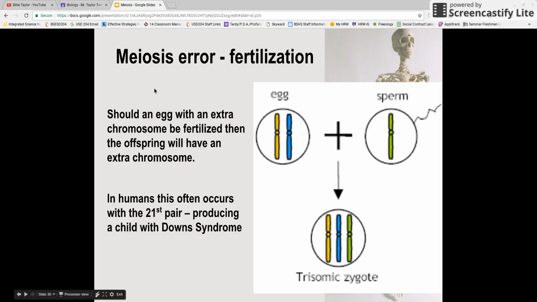Okay, there could be other errors in fertilization. Should an egg with an extra chromosome be fertilized and then the offspring have an extra chromosome? So if it gets fertilized with an extra chromosome, that's going to cause some problems. In humans, this often occurs with the 21st pair. So again, this extra chromosome comes in, and now it's attaching itself on the 21st pair of chromosomes, and now you have Down syndrome. That is a problem.